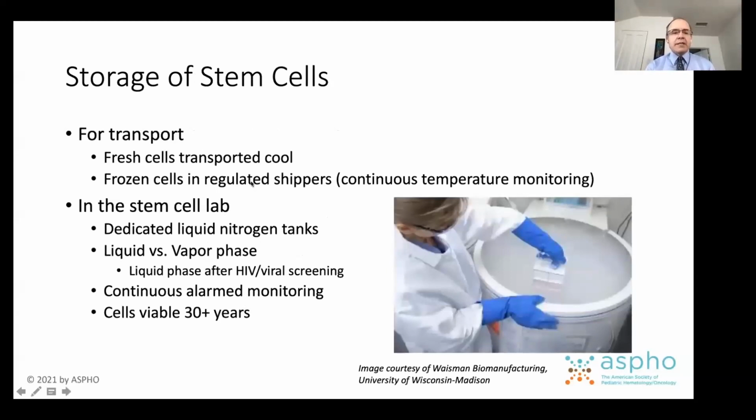An important thing to keep in mind is that you can transport the cells just cool or with freezer bags, of course, if they're frozen. The shippers that they're sent in are carefully regulated so that you know 100% of the time whether the cool temperature was maintained. The record allows us to see if accidentally the shipper warmed up for a period of time, and those cells may not be viable. In the stem cell lab, of course, they're put into liquid nitrogen tanks, and they can be stored and good for years and years. We watch very carefully over these tanks and make sure that they are appropriate and that no increase in temperature occurs in thaw.